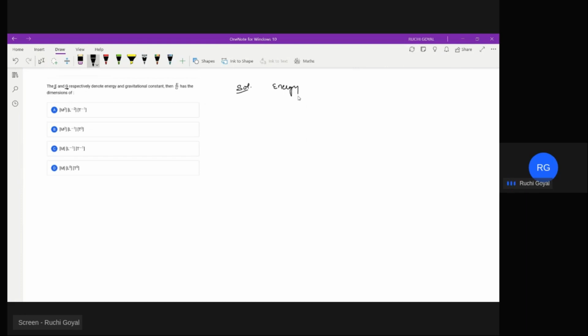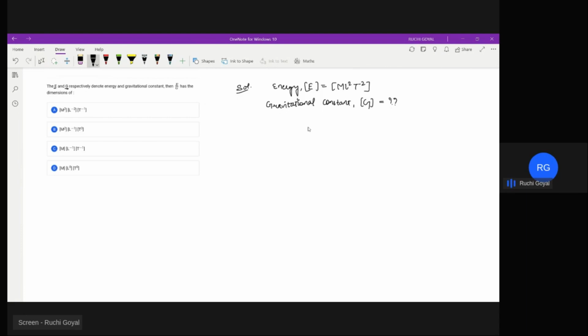Firstly we will know what is the dimension of E and what is the dimension of G. So energy, it is E. What is the dimension formula of energy E? As we all know, ML2 T minus 2. Right, this is the dimension formula of energy. Now next we have gravitational constant. It is G. So how will you find the dimension formula of G?